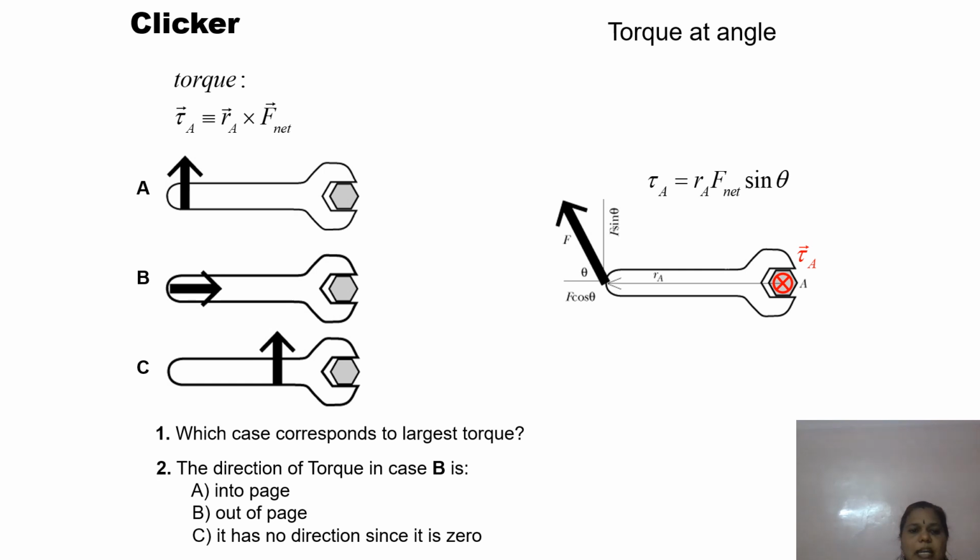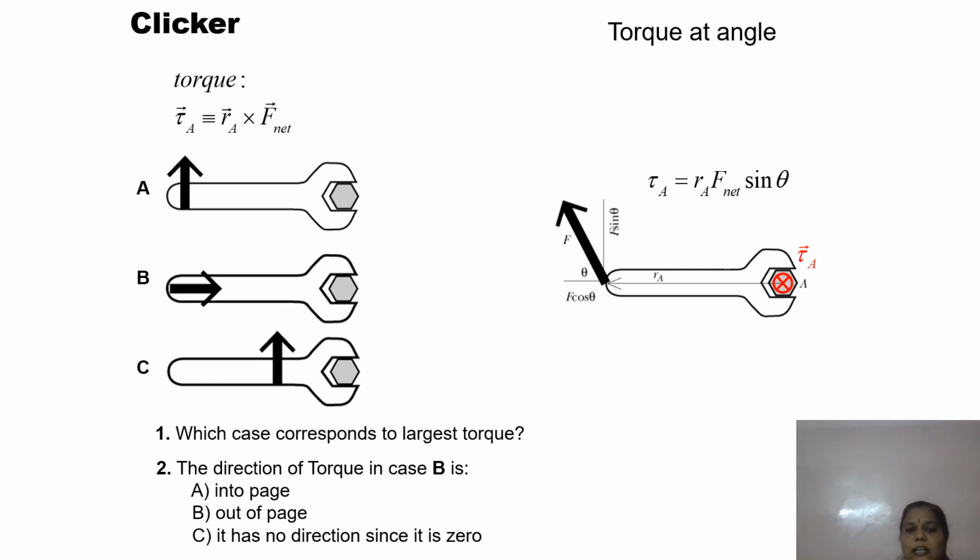What is this r? r is nothing but the distance from the point at which the force is applied to the point at which the screw is getting tightened. So this horizontal distance is your r, and this arrow mark is nothing but the point at which the force is applied. Now the question is, you could see three cases here. Which case corresponds to the largest torque?